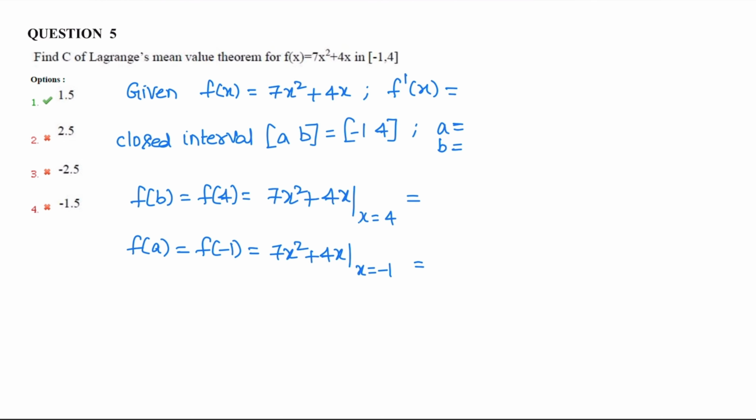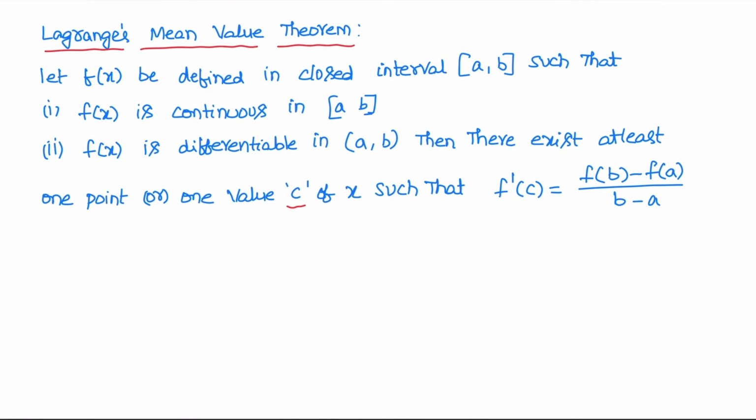Next question. Find c of Lagrange's mean value theorem for a function f of x given. We know that Lagrange's mean value theorem: let f of x be defined in a closed interval a comma b such that f of x is continuous in the closed interval a comma b and f of x is differentiable in the open interval a comma b, then there exists at least one point or one value, that is c, such that f dash of c is equal to f of b minus f of a by b minus a.